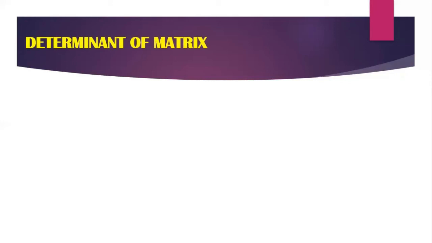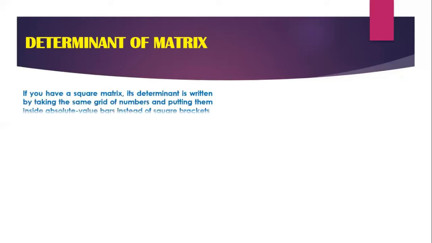Okay, students, go to the next topic. Determinant of matrix. If you have a square matrix, its determinant is written by taking the same grid of numbers and putting them inside absolute value bars instead of square brackets. Let's say matrix A is A, B, C, D component. So the determinant of matrix A is symbolized by the absolute value of A, equal to the absolute value of A, B, C, D. That's the symbol of the determinant of matrix.